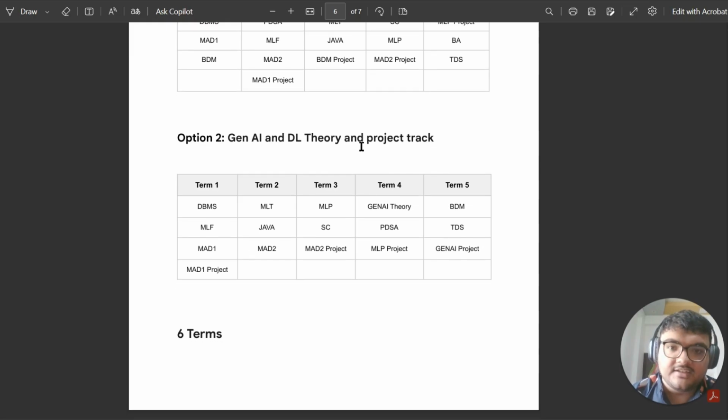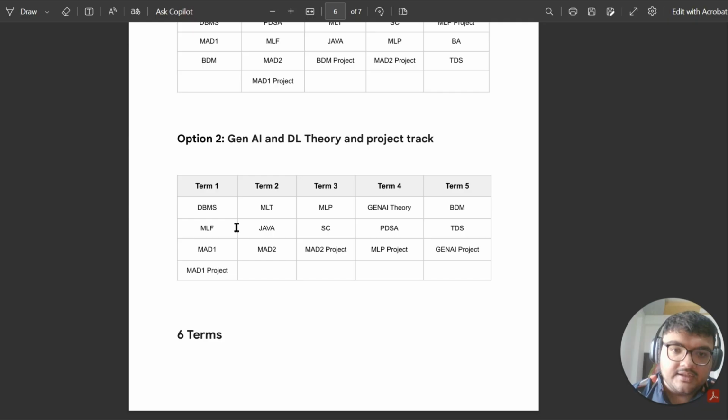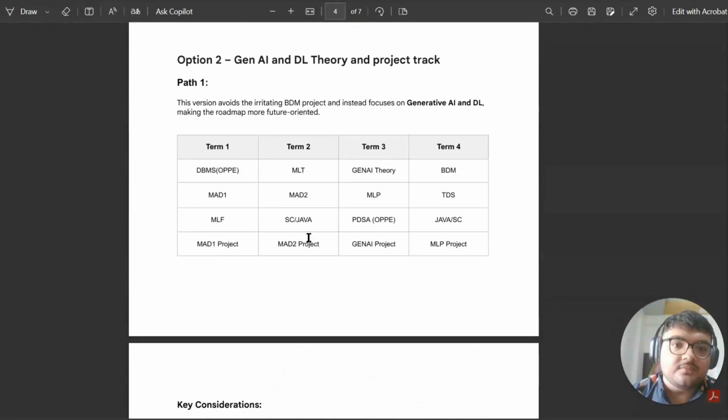Okay, so if you are taking the Gen AI and DL theory and project track, then you should follow this kind of plan. So MLP you are completing in the third term, you are completing MAT2, and then you are taking the MAT2 project. With it you are taking system commands, then Gen AI theory, PDSA, the MLP project, and then BDM, TDS and the Gen AI project. So a student who is planning can plan like this. There is no confusion like the four-term structure that I made.